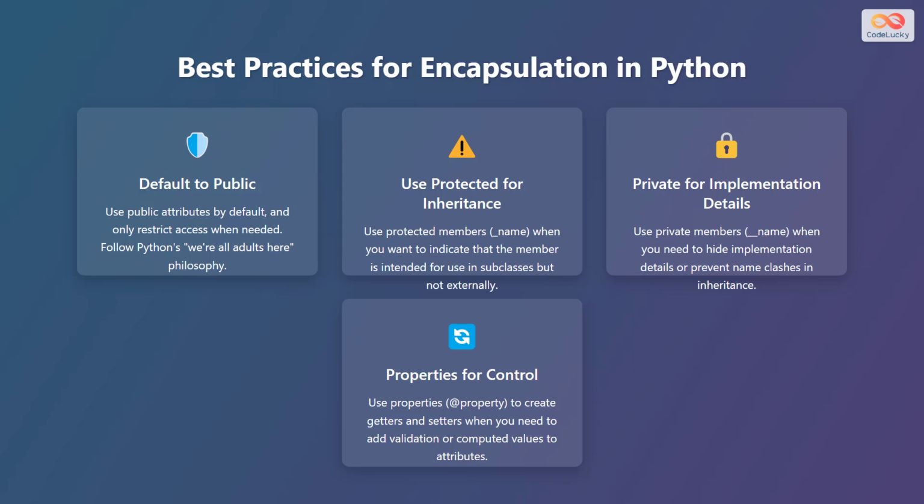Private for implementation details. Use private members, __name, when you need to hide implementation details or prevent name clashes in inheritance. Properties for control. Use properties, @property, to create getters and setters when you need to add validation or computed values to attributes. By following these practices, you can effectively use encapsulation to create more maintainable, robust, and well-organized code. Thanks for watching.